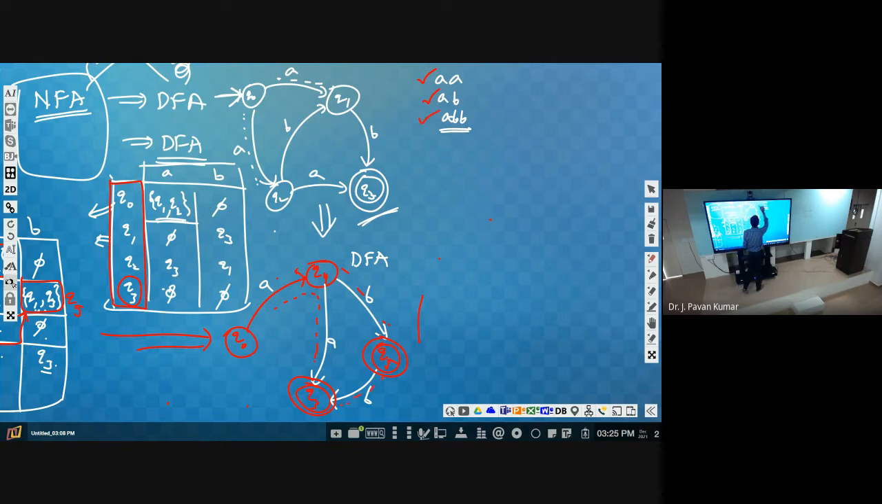So all the strings which are accepted by this NFA are accepted by this DFA as well. So we can consider this NFA is equivalent to the given DFA. Understand? Yes, sir.